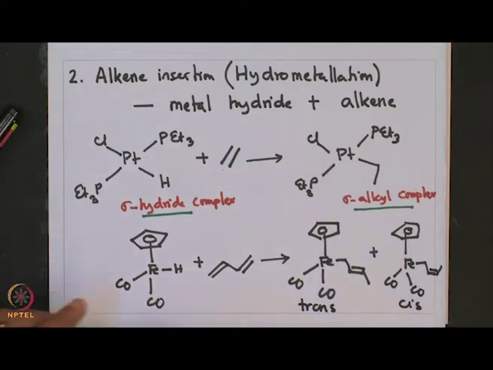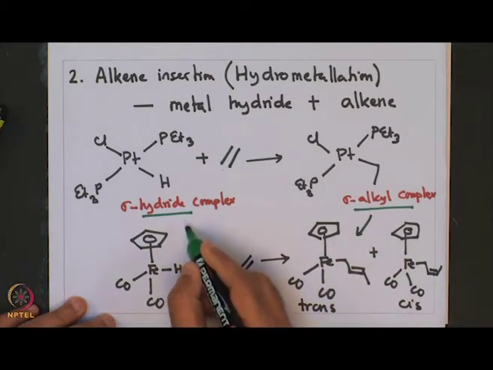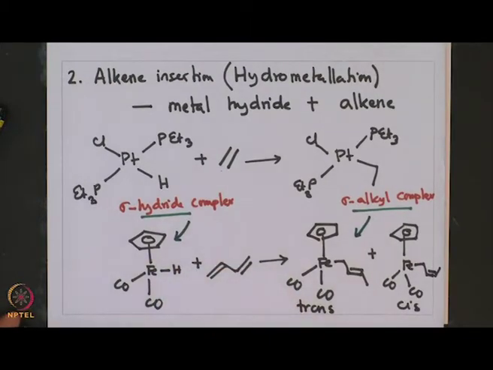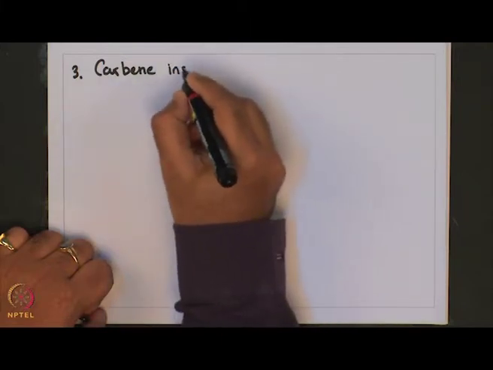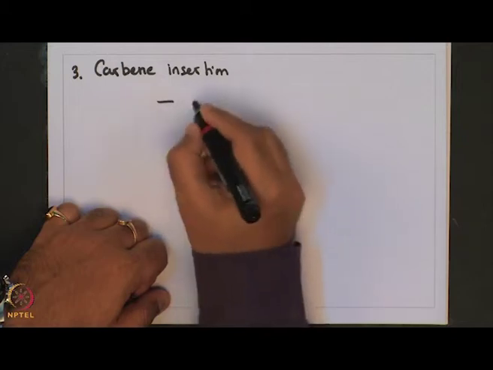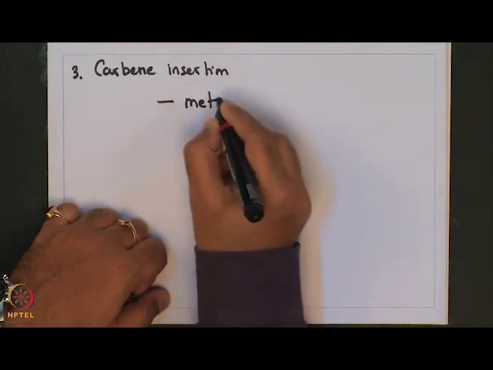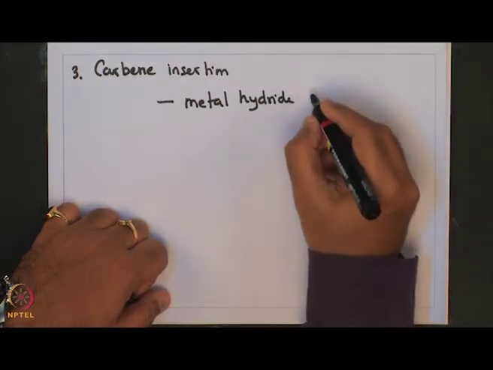Here too, as one can see, the product is a sigma alkyl complex and one of the reagents is also a sigma hydride complex. A close variant of alkene insertion is the carbene insertion reaction. Here the reaction involves again a metal hydride and a carbene.